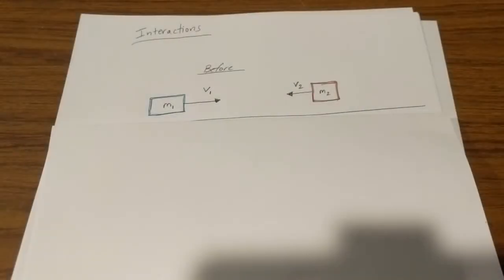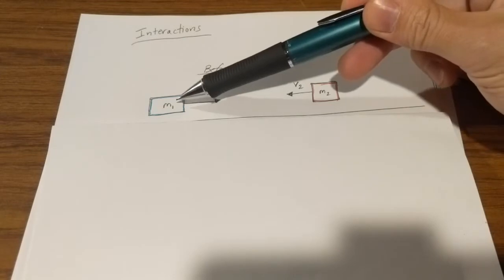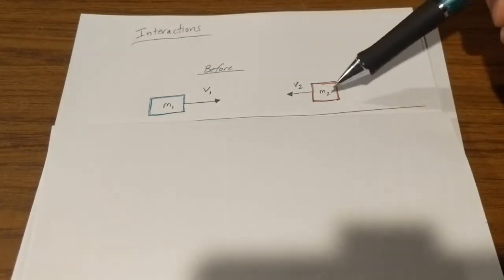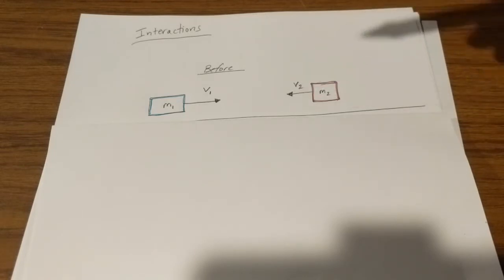Here is our first generic interaction. This is the before state of the interaction. We have a mass called m1 going at a velocity v1 toward a mass called m2 with a velocity of v2, and they're going to crash into each other.